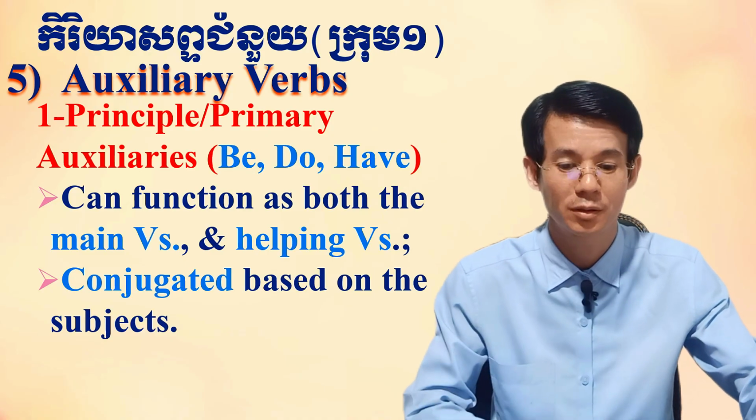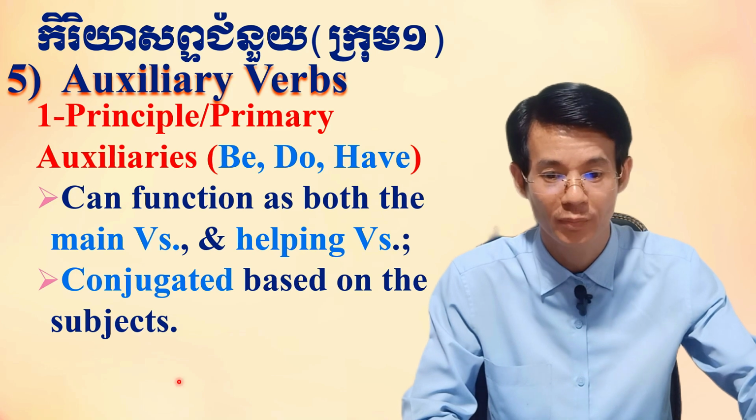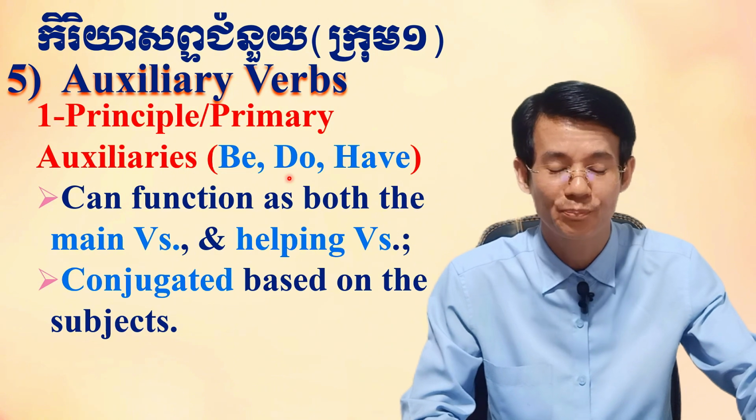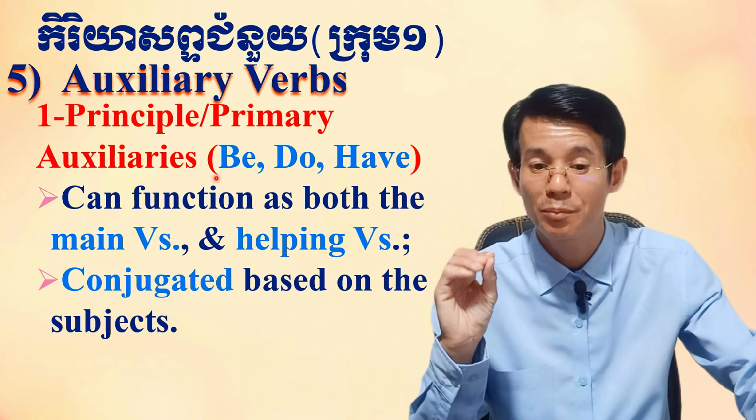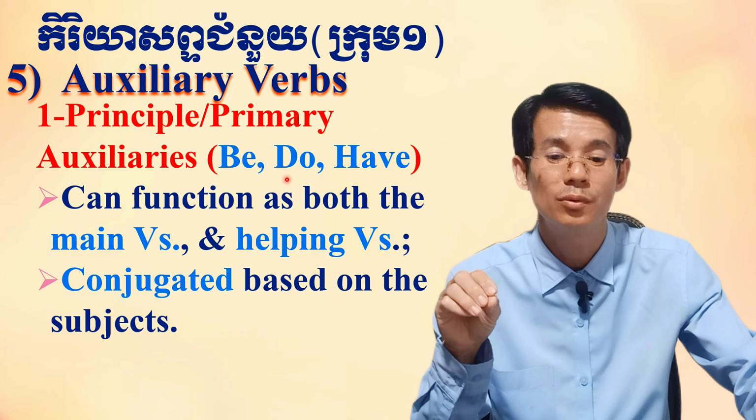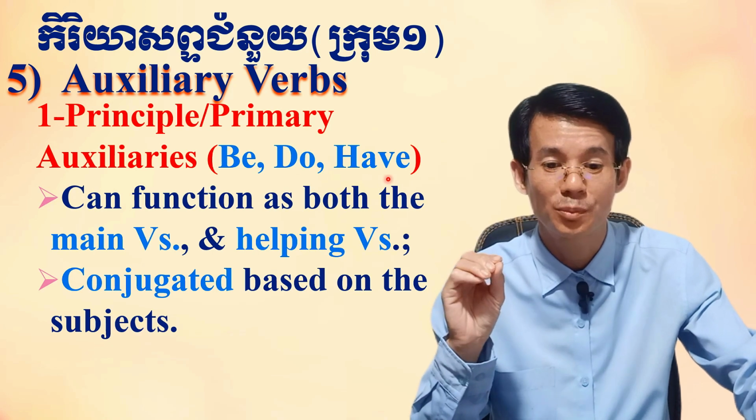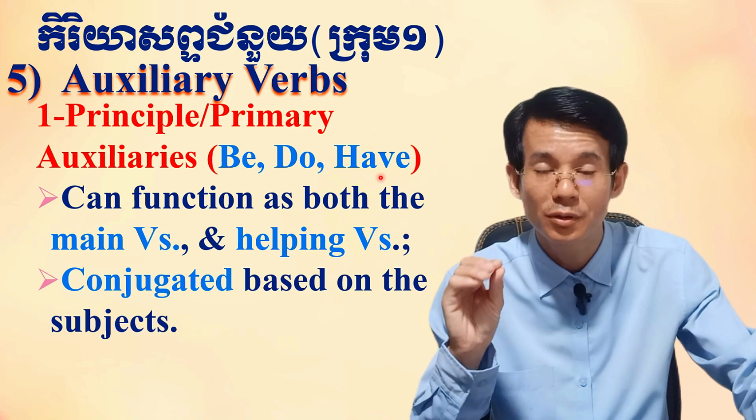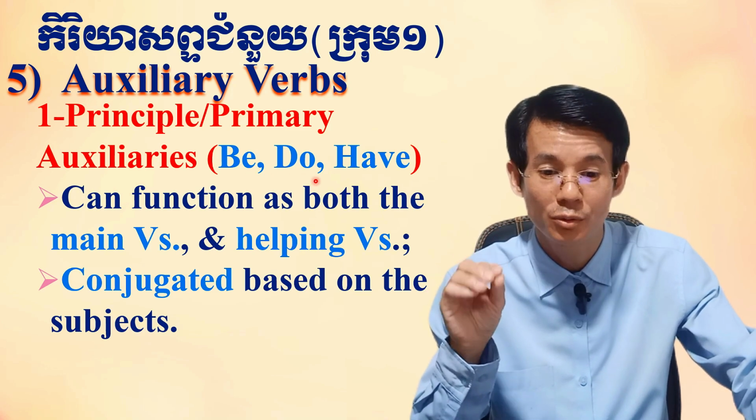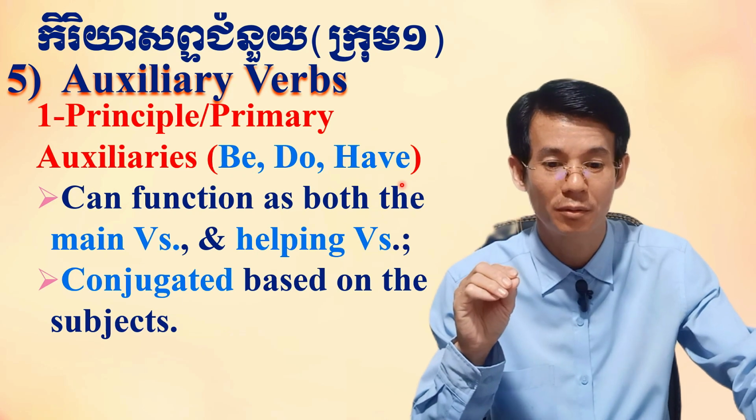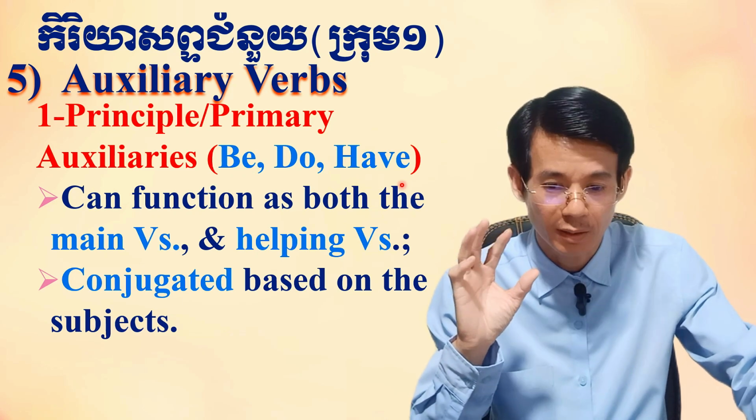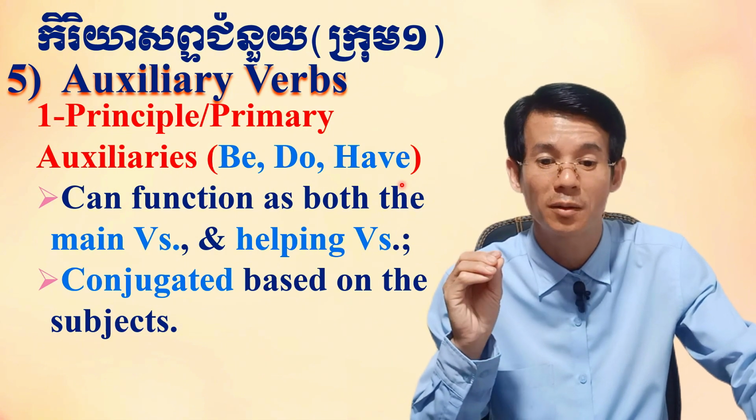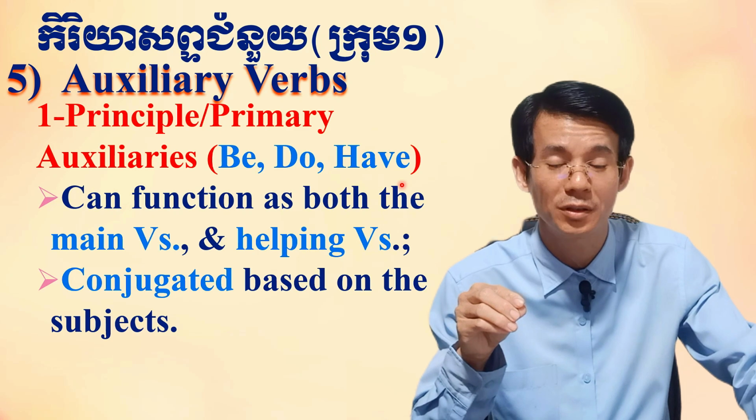Please take note carefully. The principal or primary auxiliary verbs are the verbs be, do, and have. So principal auxiliaries have only three verbs: be, do, and have. A few important points for you to take note on principal auxiliaries.